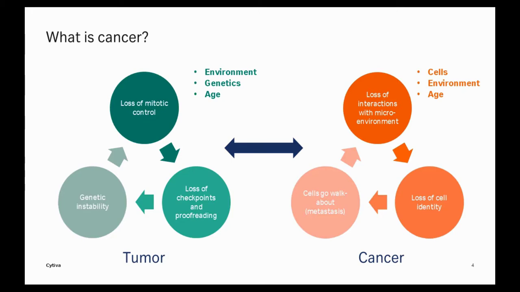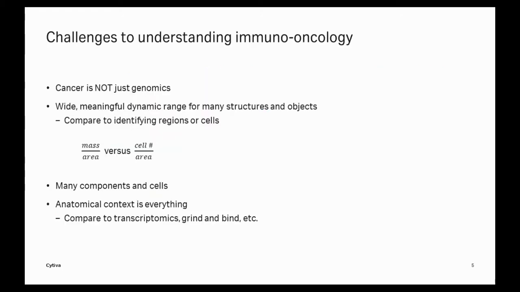But that's only part of the story. That leads to unchecked cell growth. The other part of cancer is a loss of identity. Cells live within an environment, and they understand who they are, what they are, what they're supposed to be doing because of the environment around them. If they lose their ability to sense that environment and interact with other cells in that environment, again, because of the cells themselves, their environment, or the age, they then lose their identity, and they no longer think they belong where they are. And so they'll go walkabout. We call that metastasis. Those cells will go and try to find a new environment where they feel more at home, which can lead to more disruption of their sensing of the environment, which leads to more metastasis, et cetera.